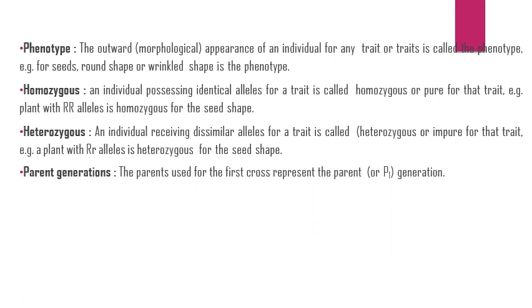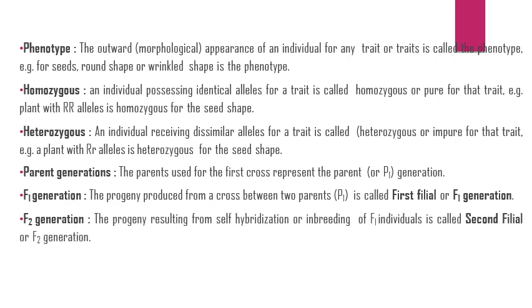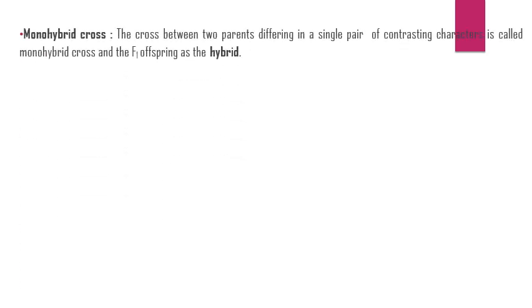Parent generation: the parents used for the first cross represent the parent generation. F1: the progeny produced from a cross between two parents is called first filial or F1 generation. F2: the progeny resulting from self-hybridization or inbreeding of F1 individuals is called second filial or F2 generation.